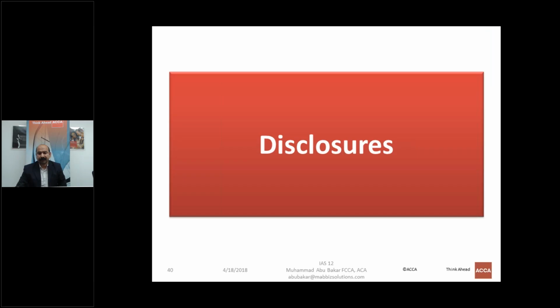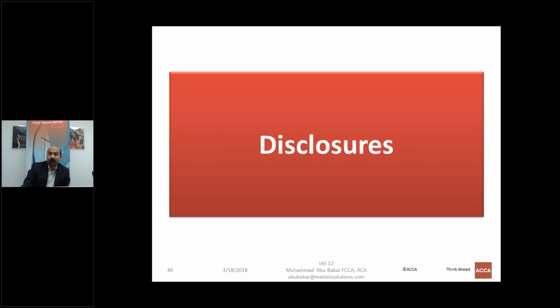Disclosures. There are a number of disclosures. You need to disclose the major components of tax expense, including current tax expense, any adjustment of taxes of prior periods, the amount of deferred tax expense relating to the origination and reversal of temporary differences, the amount of deferred tax expense relating to changes in tax rates or the imposition of new taxes, the amount of the benefit arising from a previously unrecognized tax loss, tax credit, or temporary difference of a prior period, write down or reversal of a previous write down of a deferred tax asset, and the amount of tax expense or income relating to changes in accounting policies and correction of errors.